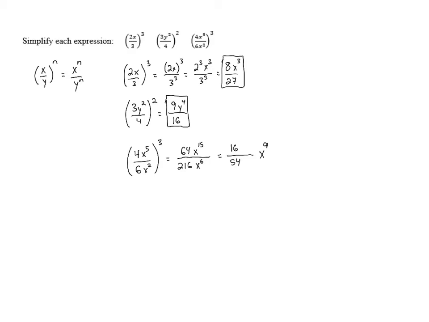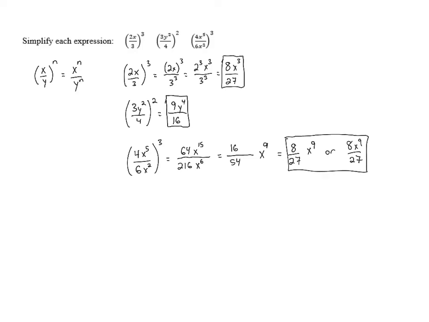But we can still reduce the coefficient, the 16 over 54. Those are both divisible by 2. So if we take the 16 and divide it by 2, that gives us 8. And 54 divided by 2 is 27. So we end up with 8 27ths x to the 9th. Or if you wanted to keep that x in the numerator, we've got 8x to the 9th over 27. Both of these are perfectly acceptable.